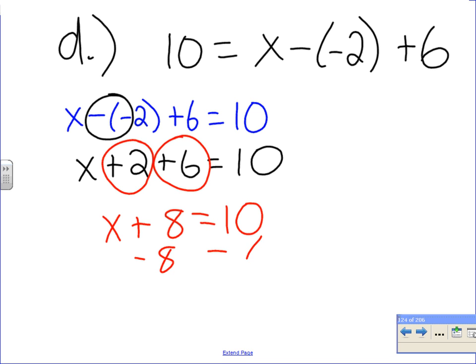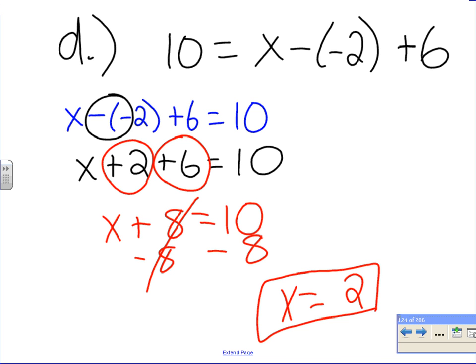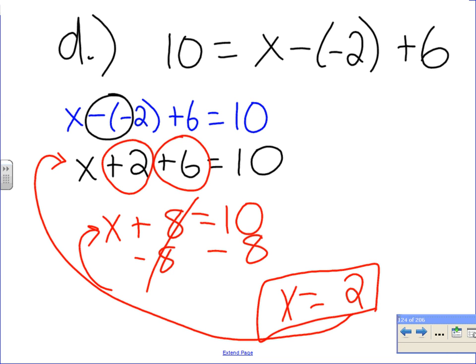Okay. Doug, now what do we need to do? Good. So now we need to get x all by itself on the left. Minus 8, minus 8. Donatus, what is x? Good. To check your answer, I would go back to this step right here. Actually, or even this step, it doesn't matter. And double check and make sure 2 plus 2 plus 6 is 10. Or 2 plus 8 is 10. And it is.